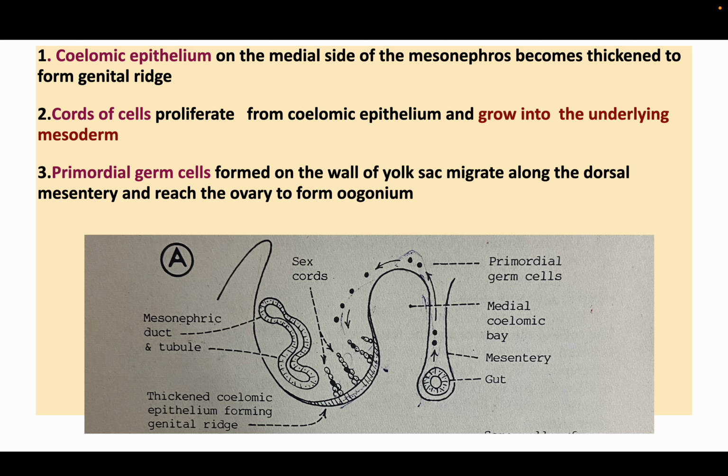So almost up to this step it is the same as was discussed in the development of the testes. You can see the thickening of the coelomic epithelium, that is forming the genital ridge. Then cords of the cells are formed, we call them sex cords. Then migration of the primordial germ cells from the wall of the yolk sac to the mesonephros portion, along the dorsal mesentery, reach the ovary to form the oogonium. So these are the three important structures.